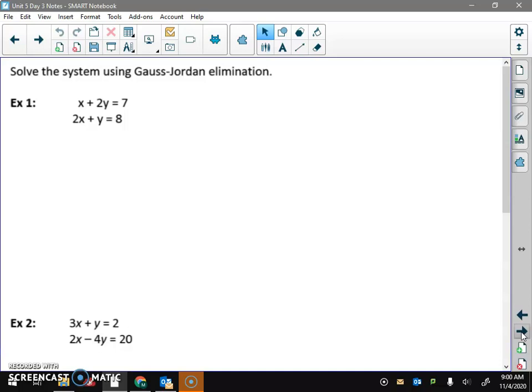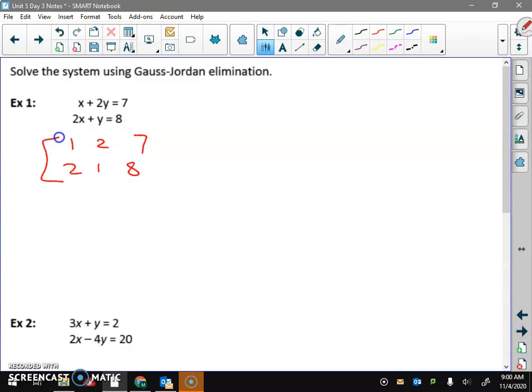Let's create a 2x3 augmented matrix. 1, 2, 7, 2, 1, 8. Everybody should go, yeah, that makes sense. The process we're going to use is Gaussian elimination. Don't worry about this word Jordan yet, okay? And that means we're going to obtain a row echelon form matrix, okay? A 1 in the first row, first column, a 0 in the second row, first column, and a 1 in the row 2, column 2 position.